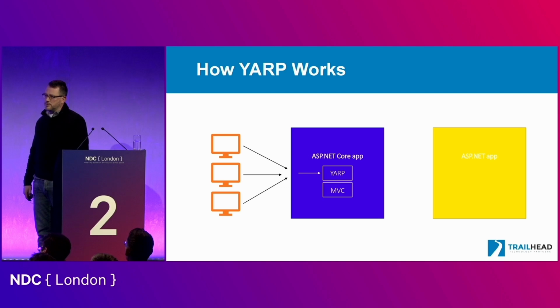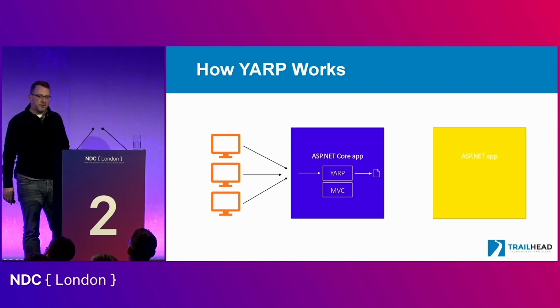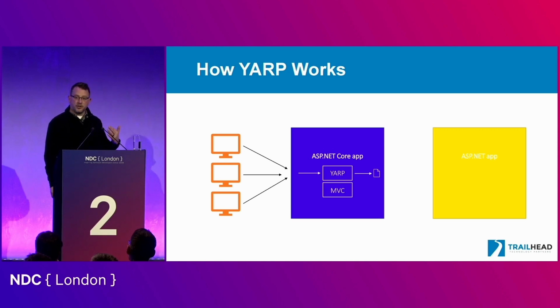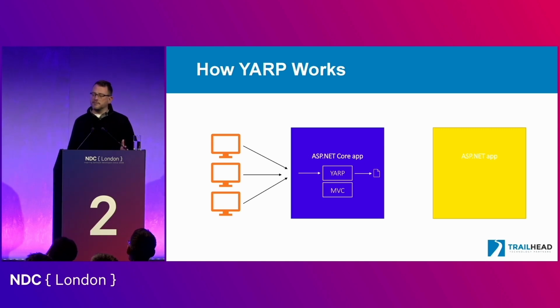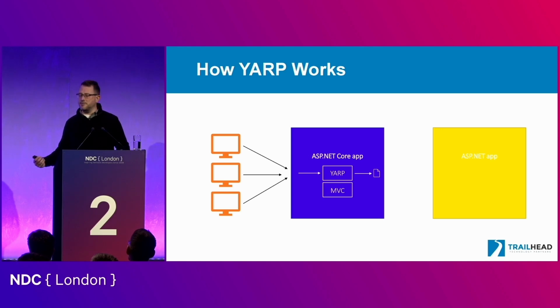And if YARP gets that, it'll look at it and say, does the routing table already have this URL registered in it? Now, if you're not familiar with the routing table, this is something that's existed in ASP.NET since the beginning. This is basically whatever frameworks exist in ASP.NET or ASP.NET Core, they're able to register all the routes that they're able to handle.